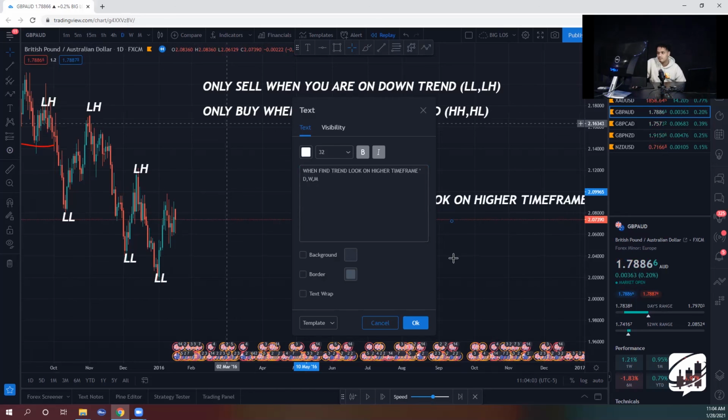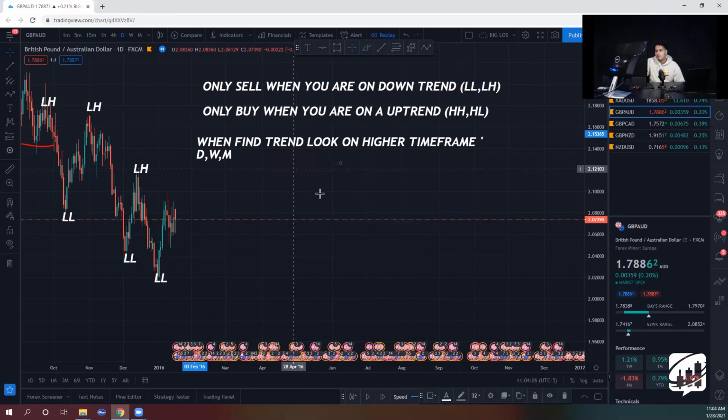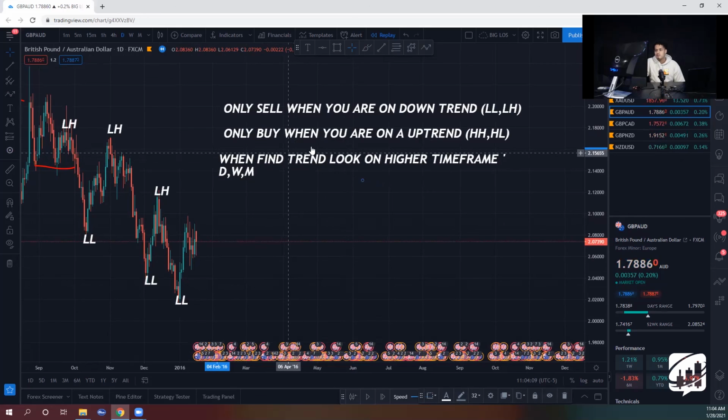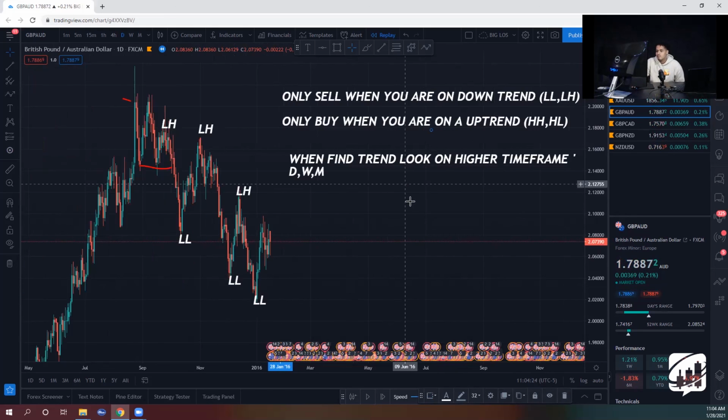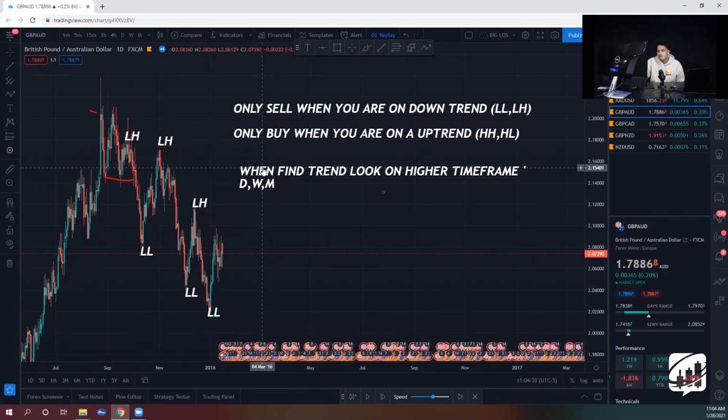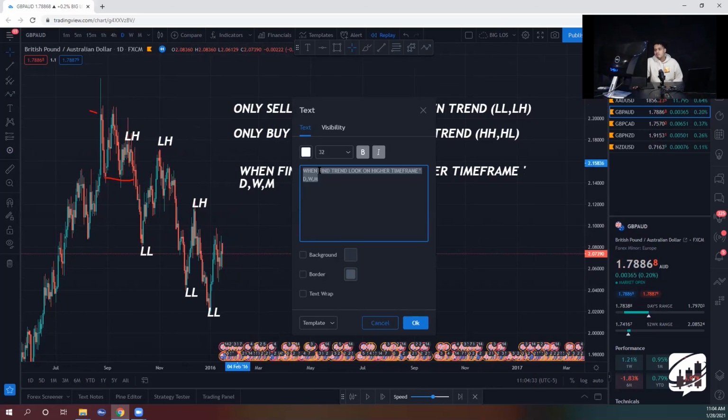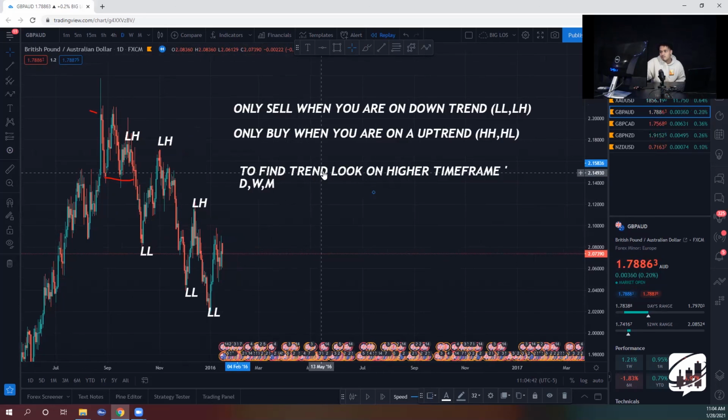So a quick recap of this lesson. You should only be buying when you are on an uptrend, when the trade is creating higher highs and higher lows. You should only be selling when you're on a downtrend, when the trade is making lower lows and lower highs. And lastly, we fix this. Okay, and lastly, to find trends, look on higher time frames, okay, day, week, and month.